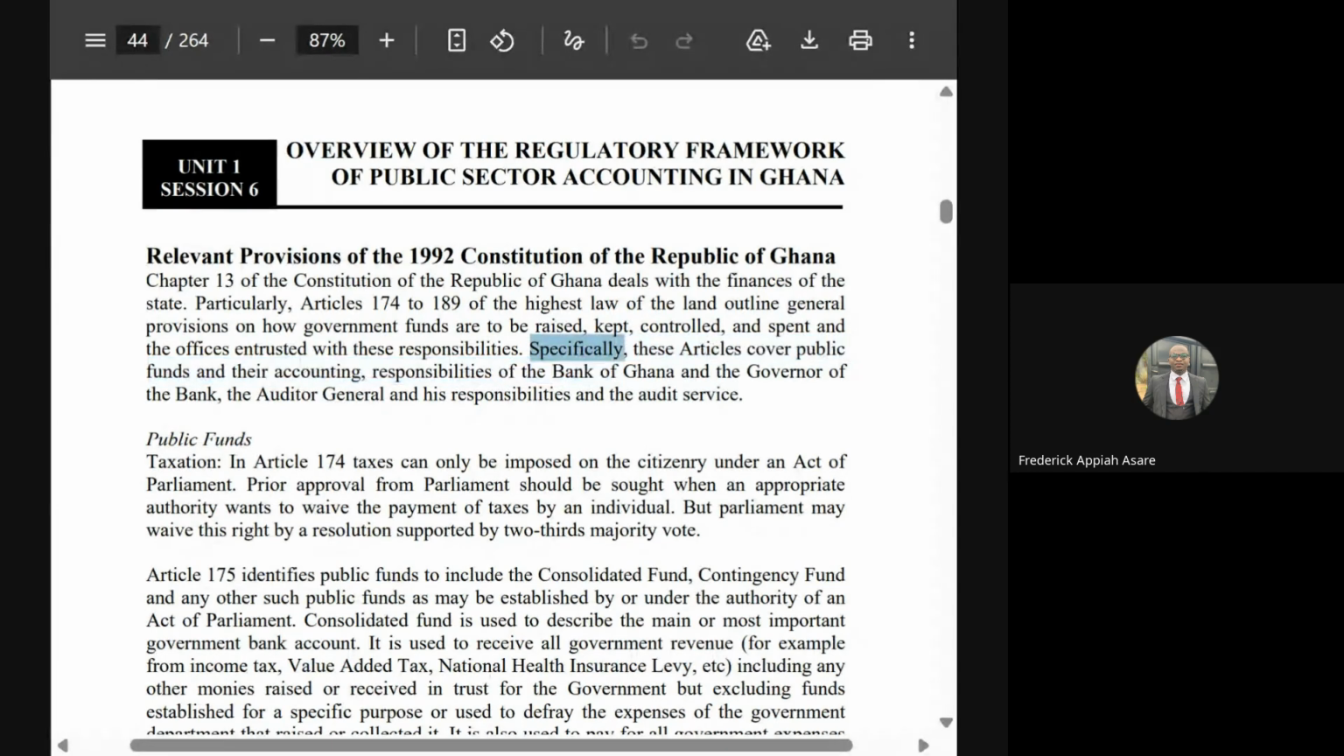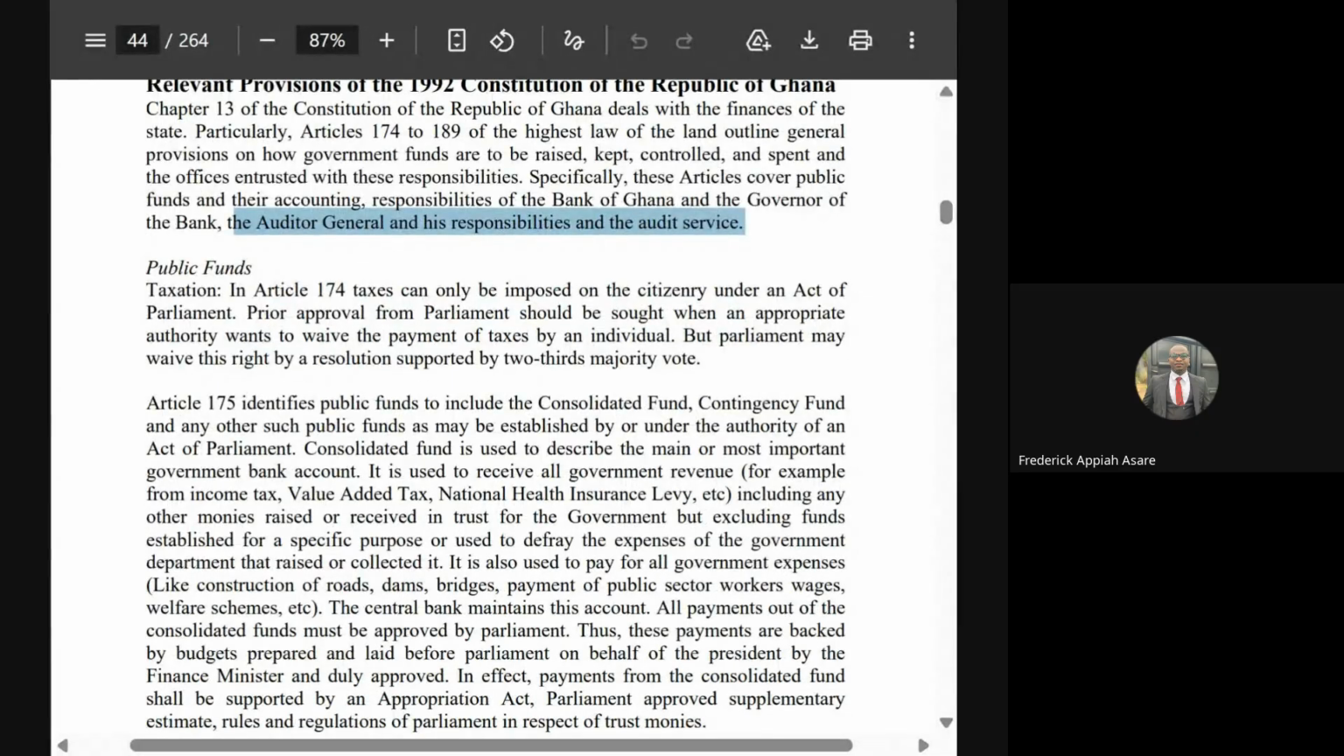And when it comes to that article, the article covers the public funds. It also gives us the accounting responsibilities of the Bank of Ghana and the Governor of the Bank, the Auditor General and his responsibility, and the audit services. Now, when you go to the 1992 Constitution, it talks about the public funds also. Under the public funds, it says taxation. In Article 174, taxes can only be imposed on the citizenry under an Act of Parliament.